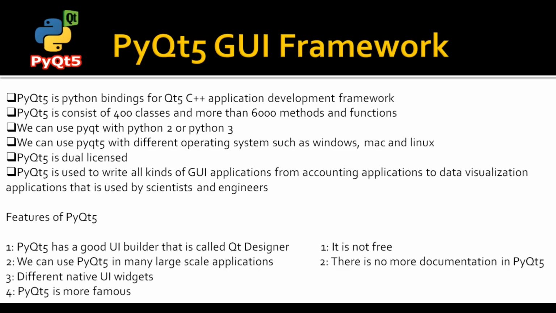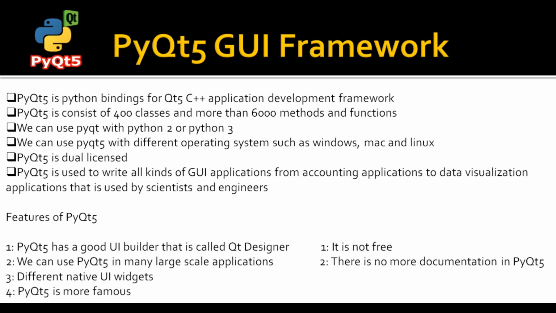What does dual license mean? It means that we have a commercial license, that is a paid license, which we need to pay for, and also we have the LGPL license, that is free and that you can use. Also, PyQt5 is used to write all kinds of GUI applications, maybe complex ones, from accounting applications to data visualization applications used by scientists and engineers.